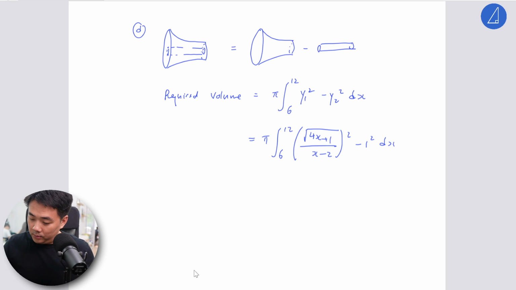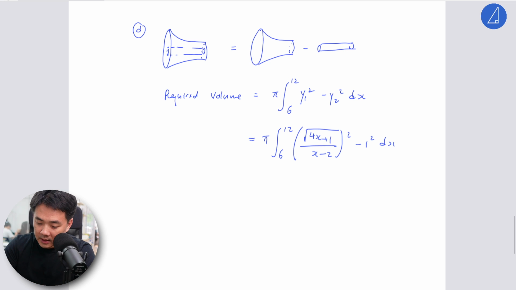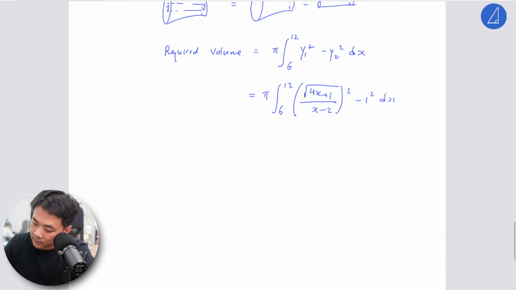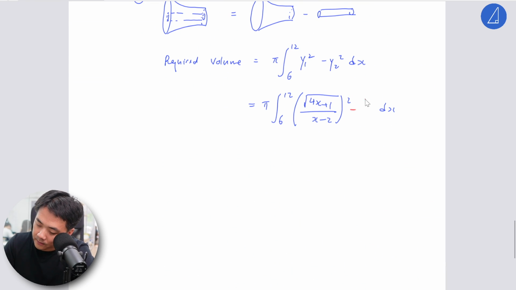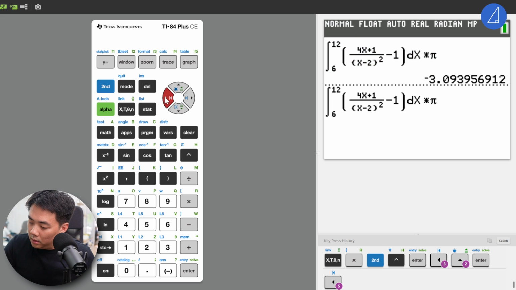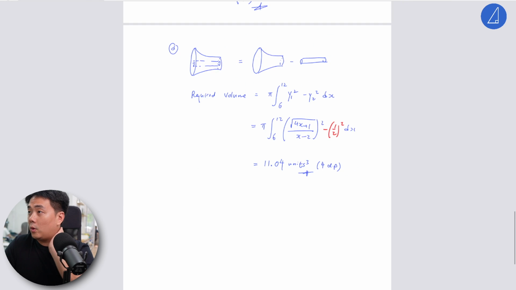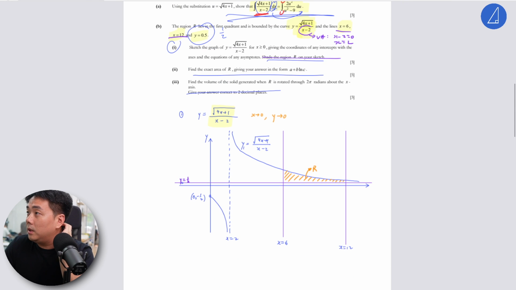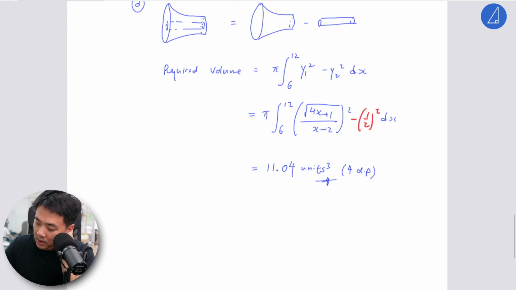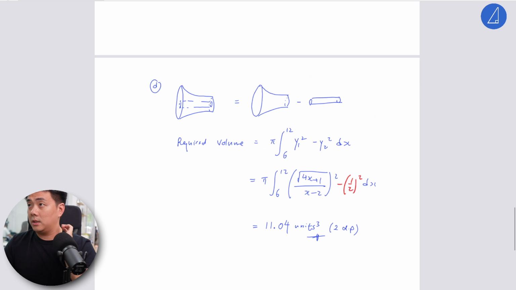The calculator gives negative 3. How come, it's supposed to be squared? Sorry, I got it wrong. This guy y2 is half. Yeah, y2 is half. So this will be 0.5 square. Enter, that will be your answer. The question wants 2 dp, so 2 dp would be 11.04 cubic units. Okay, that's how I do this question here.